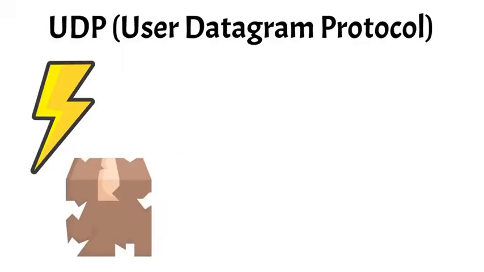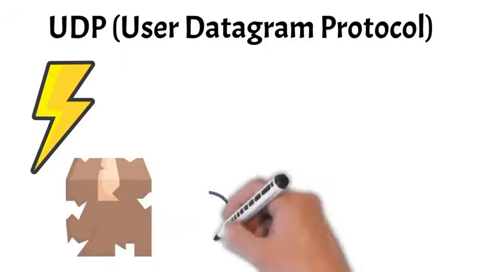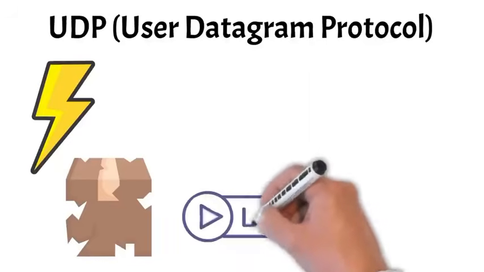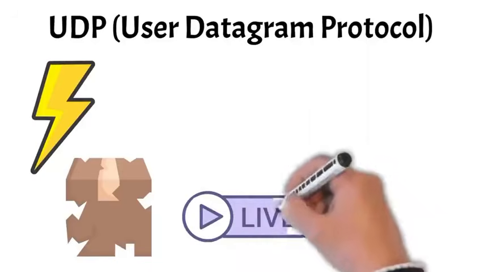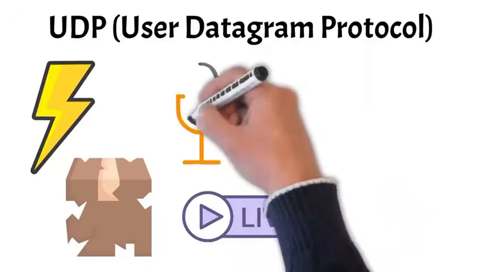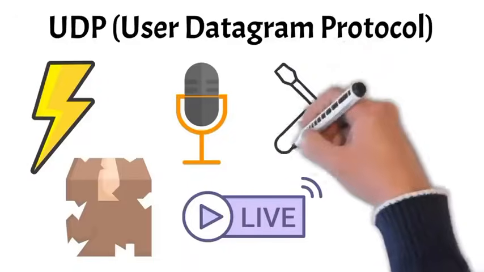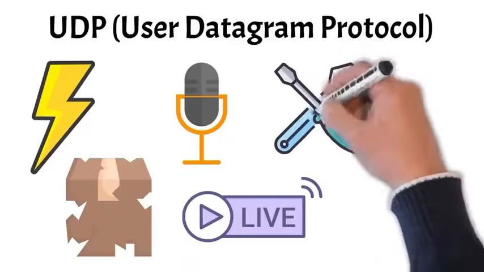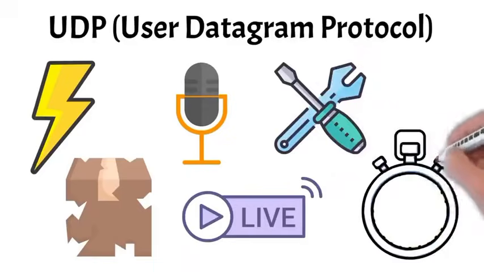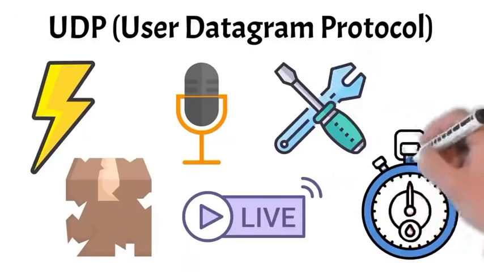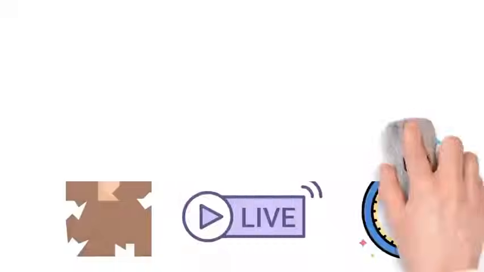of packets. This makes UDP more efficient for applications where speed is critical and data loss is acceptable, such as live video streaming, online gaming, or voice-over-IP services. While it's less reliable than TCP, UDP's simplicity and low overhead make it ideal for real-time applications where performance is more important than accuracy. Now let's take a look at ARP.